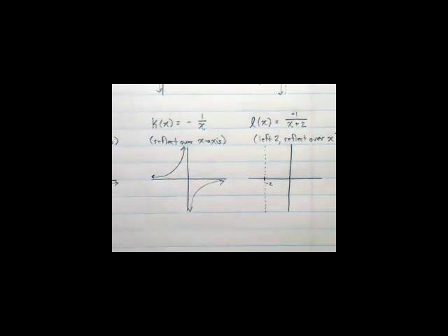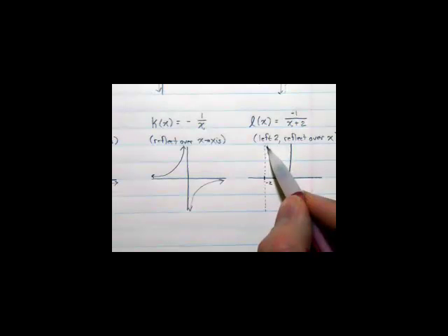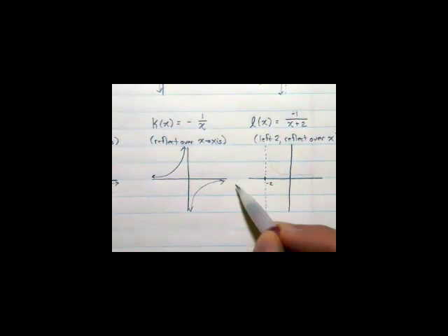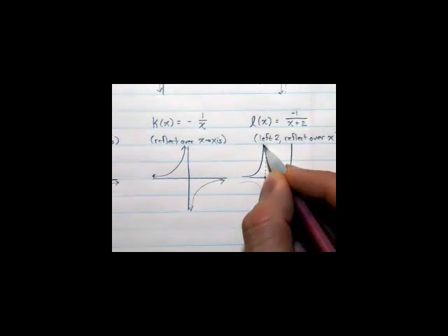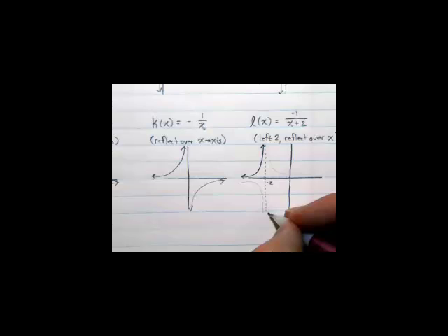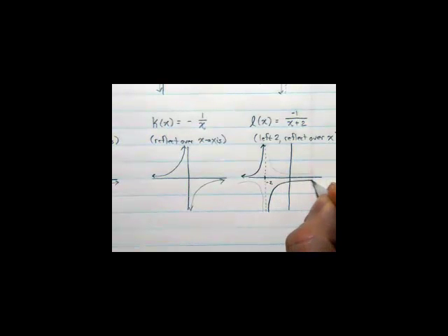All right, so if there was no reflection, it would be like this and like that, right? But I got to reflect that over the x-axis. So this is going to look like this and this. All right, was everybody able to follow that?